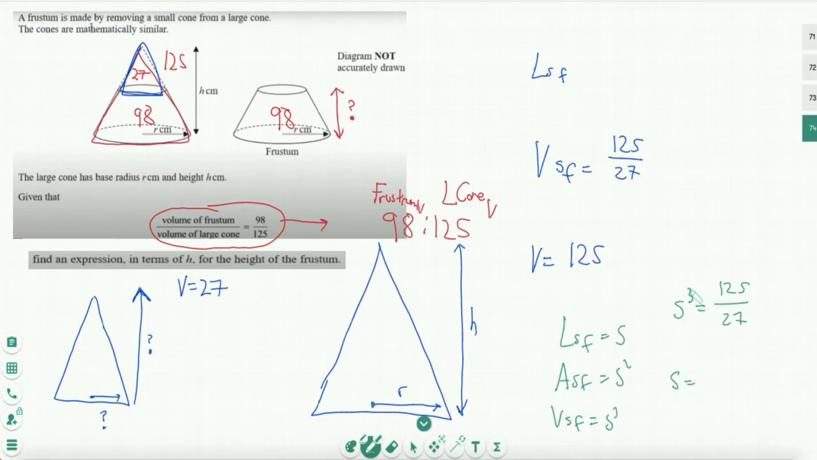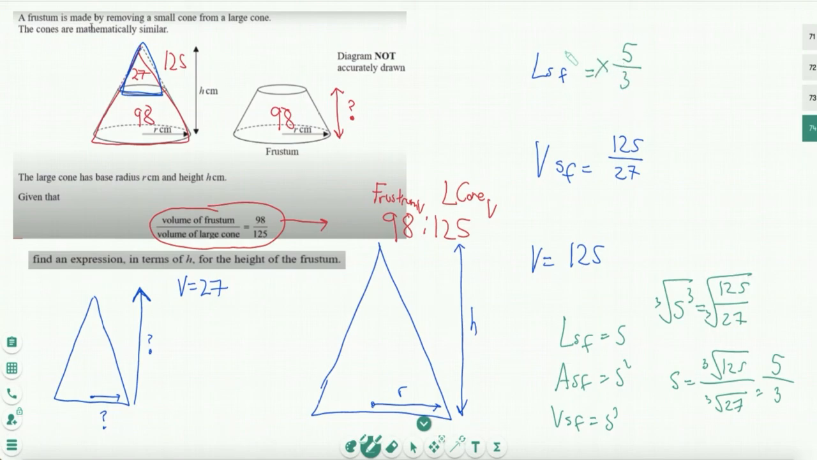Well, how do you get rid of this cube? We're going to cube root both sides. Now, we have to cube root this fraction. If you ever want to cube root a fraction, all you do is cube root the top value and cube root the bottom value. And we can solve it. So the cube root of 125 is 5, and the cube root of 27 is 3. So we know the length scale factor will be 5 over 3.